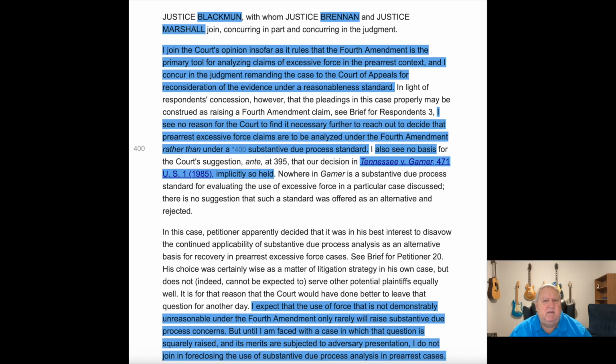I also see no basis for the court's suggestion that our decision in Garner implicitly so held. Nowhere in Garner is a substantive due process standard for evaluating the use of excessive force in a particular case discussed. There is no suggestion that such a standard was offered as an alternative and rejected.